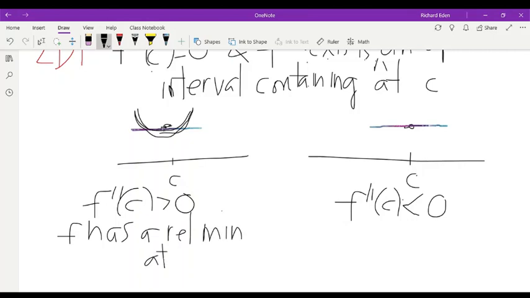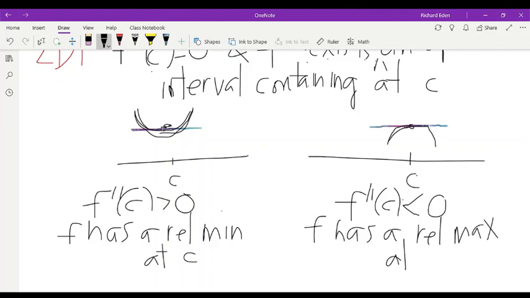at the number c. In the second scenario, because the second derivative at c is negative, then the graph is concave down at c and consequently in its vicinity. So what you have is a high point. So therefore f has a relative maximum at the number c. Let's use this on the following example.